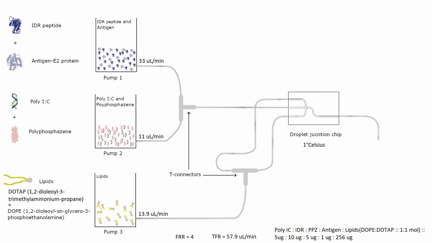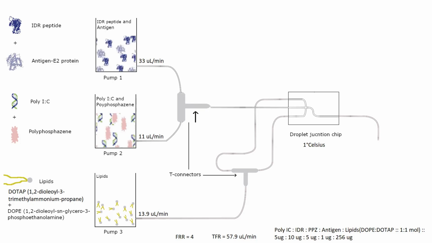The concentrations of components were optimized so that the final 20 microliters of vaccine formulation should contain 1 microgram of E2 protein, 5 micrograms of poly-IC, 10 micrograms of IDR peptide, 5 micrograms of PCEP, and 256 micrograms of total lipid. The weight ratio of poly-IC, IDR peptide, and PCEP was set to 1:2:2:1, which was established by extensive in vivo studies. The lipids to tri-adjuvant ratio was decided based on phosphorus ratio.